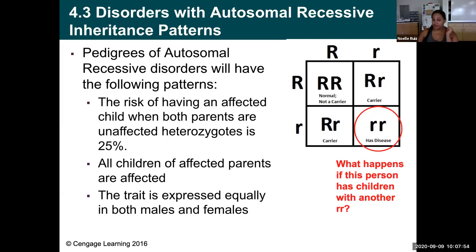All children of affected parents are affected. So if you only have recessive alleles to pass on, your child will end up with that recessive allele. And the trait is expressed equally in both males and females. So it's not X or Y related. It's in the autosomes somewhere.